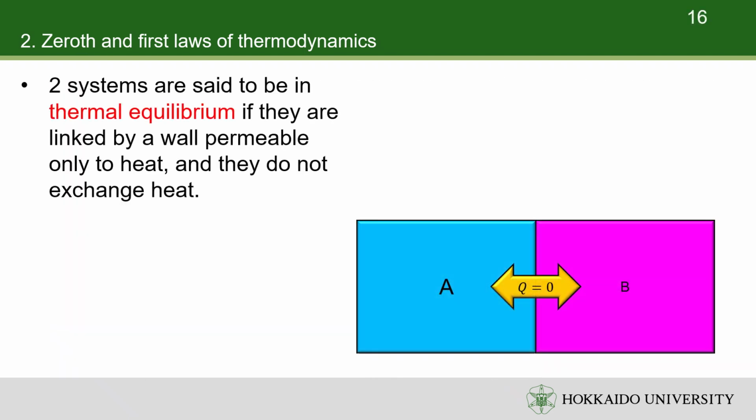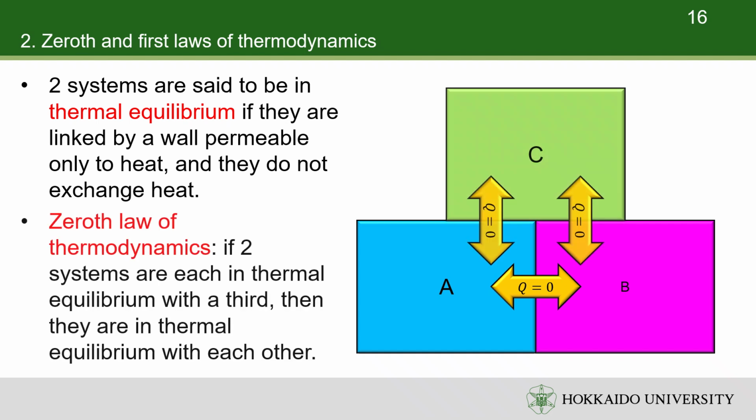Two systems are said to be in thermal equilibrium if they are linked by a wall permeable only to heat, and they do not exchange heat. The Zeroth law of thermodynamics states that if two thermodynamic systems are both in thermal equilibrium with a third system, then the two systems are in thermal equilibrium with each other.